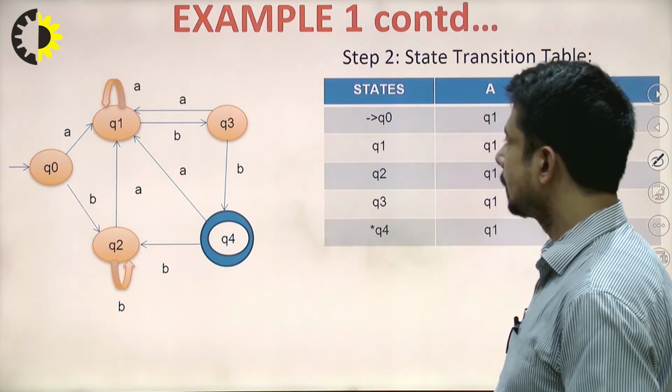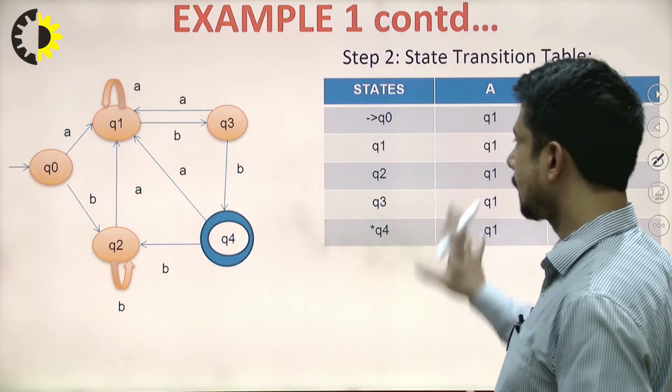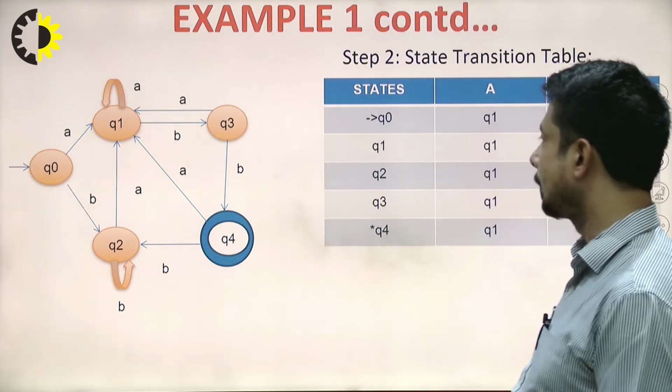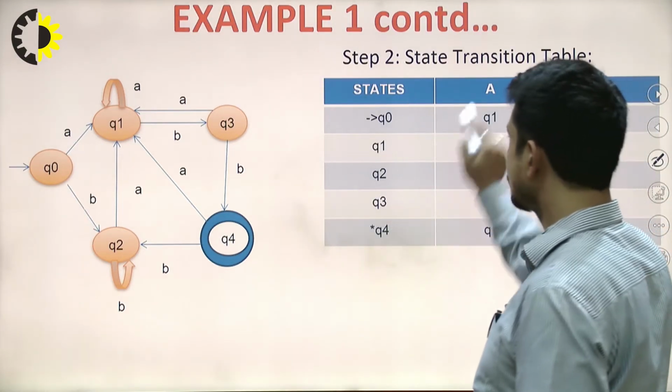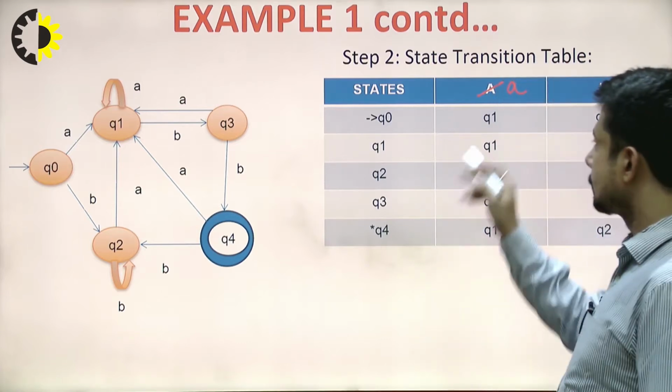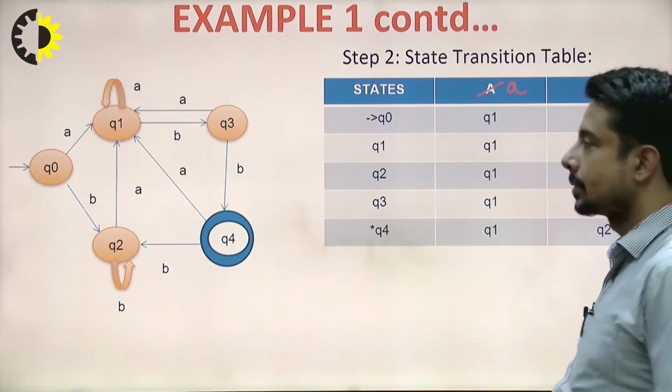Okay. Now in step 2, I have tried to design the same table which I have explained to you right now. The same content we are having. If you look into all the states on input alphabet A, this is not capital A, small letter A, on input alphabet A, it is going to the same state.